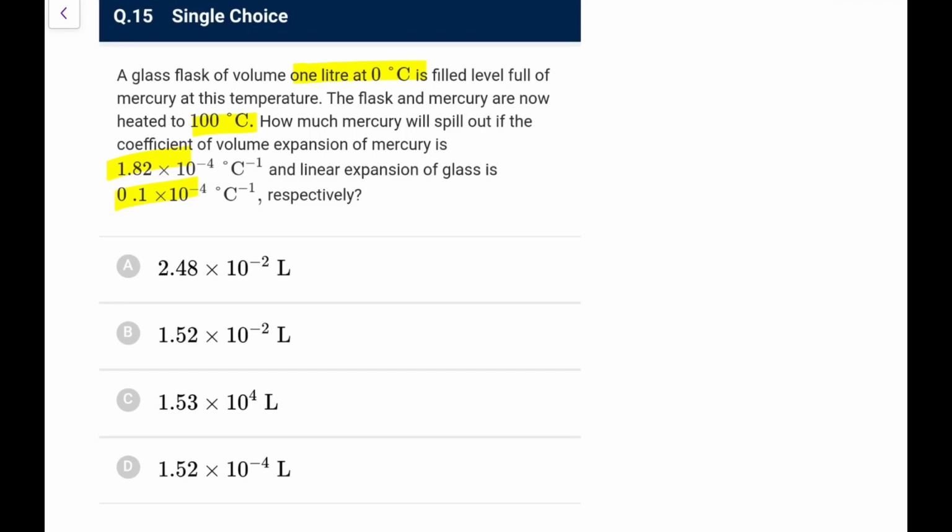Now how to do this? What we will have, the apparent gamma here would be gamma of mercury minus gamma of the glass, which is 1.82 into 10 raised to power minus 4. Gamma of glass would be thrice of alpha, that is 0.3 into 10 raised to power minus 4, so that is 1.52 into 10 raised to power minus 4.